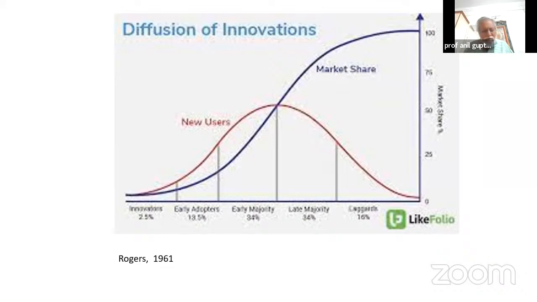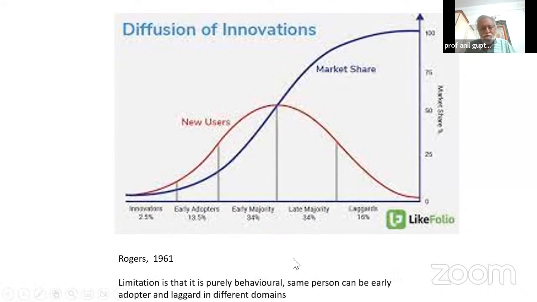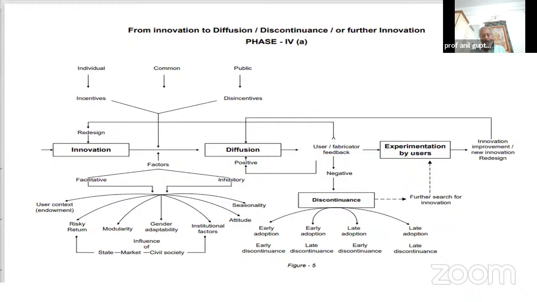When it comes to electronic gadgets, I may be an early adopter. When it comes to clothes or some other utilities, I'm a late adopter because I don't have a preference for them. I don't care about them. So my behavior may be different in different domains. And sociologically, one should not label people as early or late adopters. It is the behavior in a particular context. That's why I'm sharing this, that you should look at it. The limitation is that it's a purely behavioral model, and we should recognize the limitation of this model.